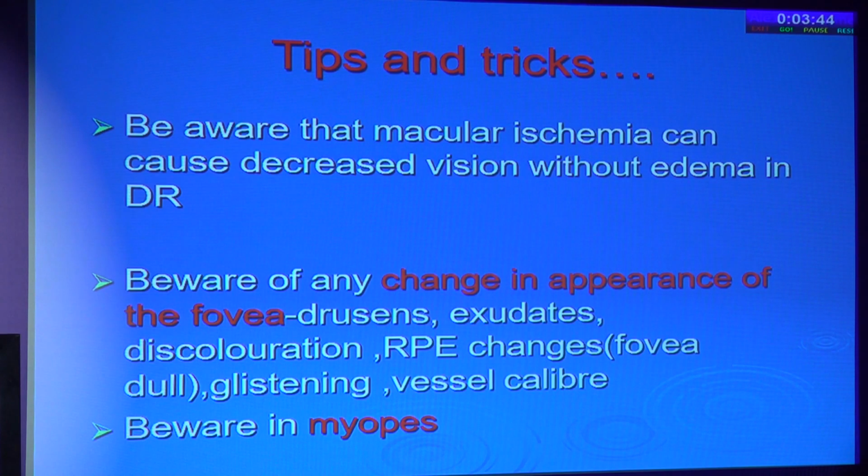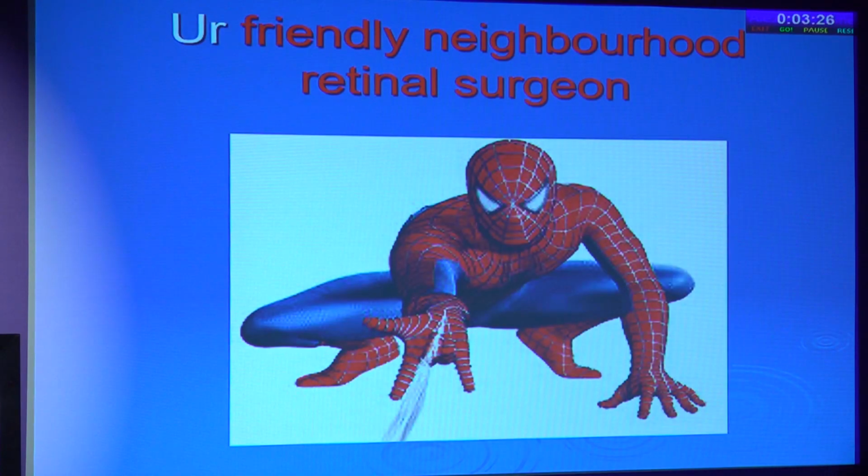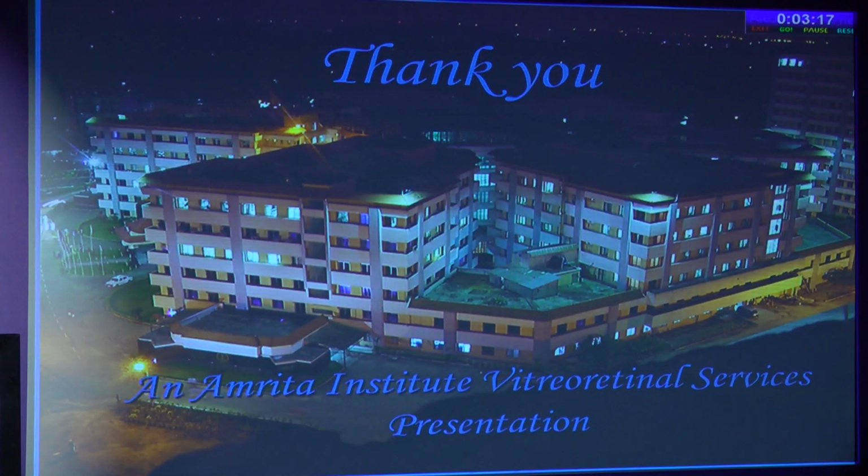Beware that macular ischemia can cause decreased vision without edema. Beware of any change in appearance of the fovea. It may be exudates, discoloration, whitening, glistening, change in vessel caliber. In myopes especially, you can do an OCT because in a tessellated fundus it is very difficult to make out a foveal change. And if you still can't, as an anterior segment surgeon, you can always ask for help from your retinal surgeon. Okay, thank you all for your patient listening.